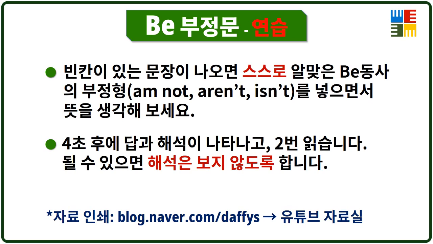빈칸이 있는 문장이 나오면 혼자서 알맞은 be동사의 부정형 am not, aren't, isn't를 넣으면서 뜻을 생각해 보세요. 약 4초 후에 답과 해석이 나타나고 두 번 읽는데요. 처음에는 am not, aren't, isn't를 써서 읽고요. 두 번째 읽을 때는 주어가 대명사면 I'm not, you're not, he's not처럼 주어와 be동사의 줄임말을 써서 읽습니다. 될 수 있으면 해석은 보지 않고 영어를 영어로 생각하는 습관을 기르도록 하는 것이 좋습니다. 그럼 이제 be동사 부정문 연습을 시작합니다.